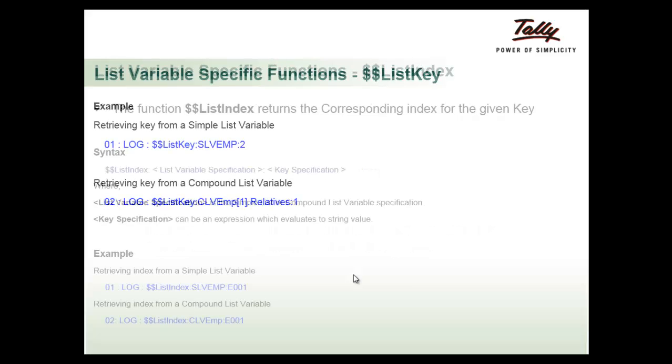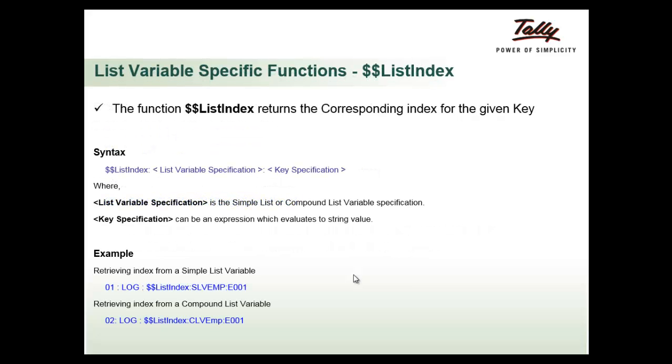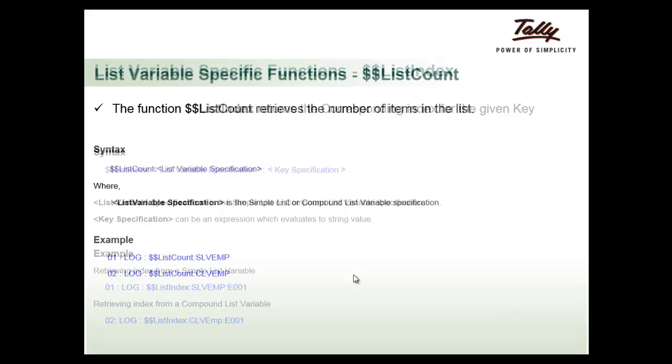The next function is list index. If you know the key of a specific element of the list variable and you want to find out the index of that particular element, then you can use list index. The syntax is $list index. The list variable is the first parameter, and the second parameter is the key of that particular element.